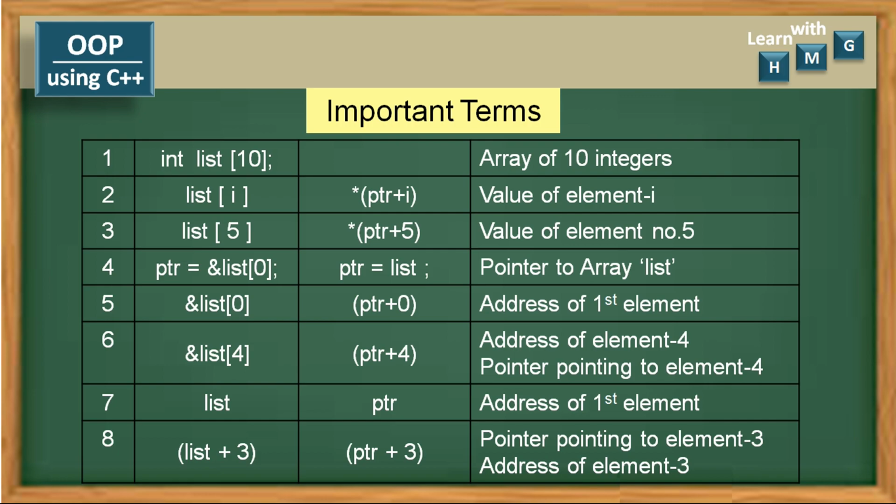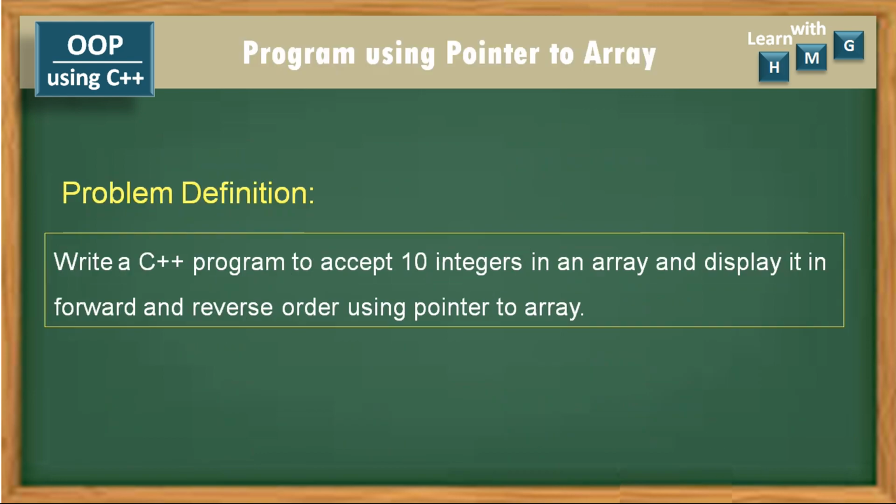If you attach indirection, that is the star operator, on these two terms, it will give you the value at that particular element. So this is for your understanding, for clearing the concept of the various terms, and how to write various terms in a program using pointer to array. Let us go for a sample program.